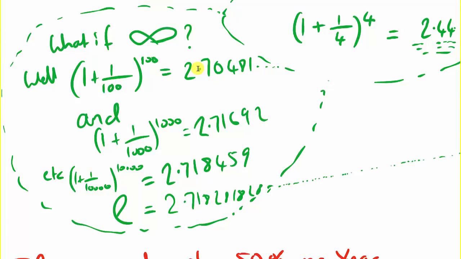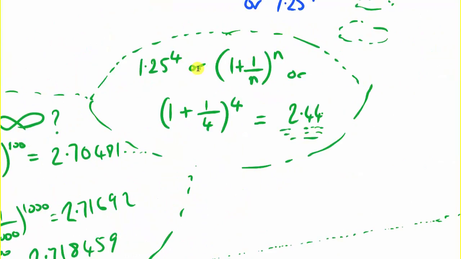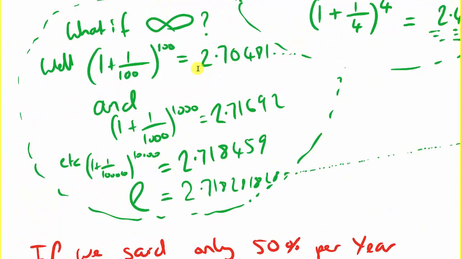If you do it to 10,000, 2.718459. And essentially what you find is that as you step up the number n in this equation, you make it larger and larger and larger, you get closer and closer to this value e, which is 2.7182818. It's actually an irrational number. You cannot ever get to the end, or no one has ever discovered a point whereby this number repeats itself. So it's a very interesting and magical number.